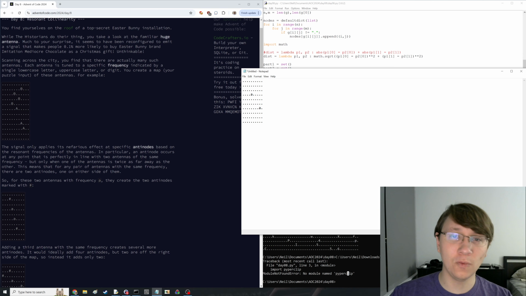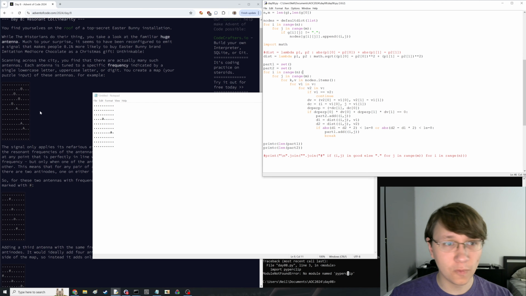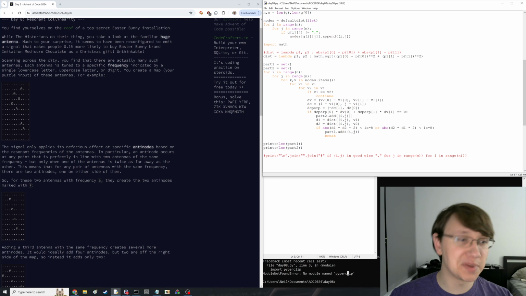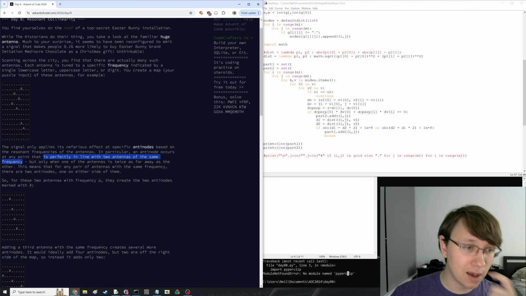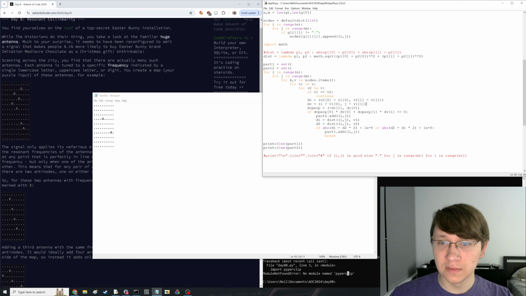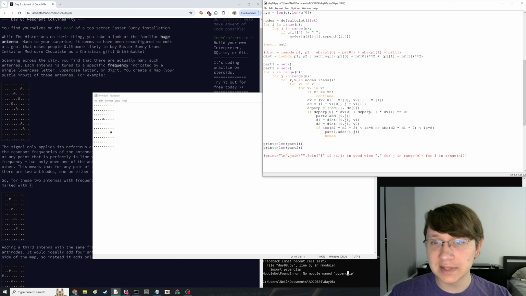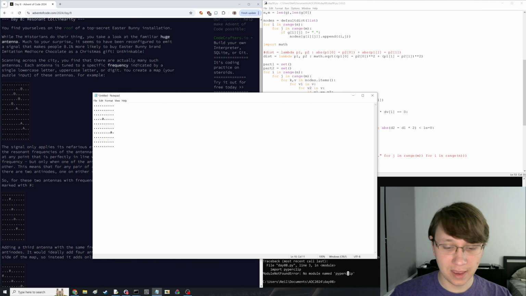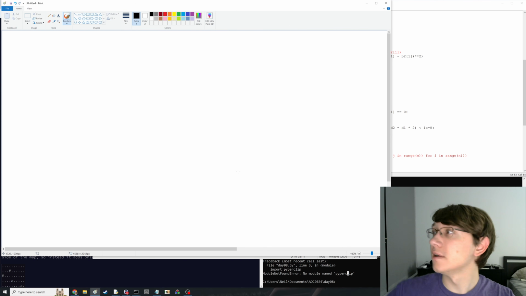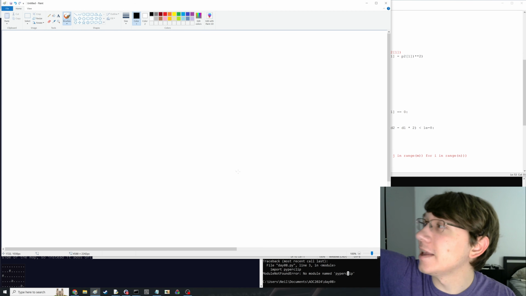Anyways, enough about what I did wrong. The way I actually implemented this, in particular checking for being perfectly in line with two antennas of the same frequency, I did some geometry, linear algebra, if you could call it that, in order to check this, and man, is it disgusting. So maybe it's time to whip out the MS Paint and the tablet.